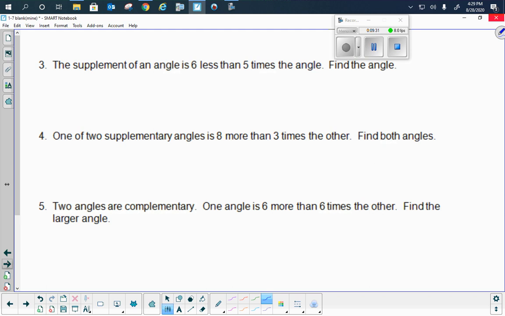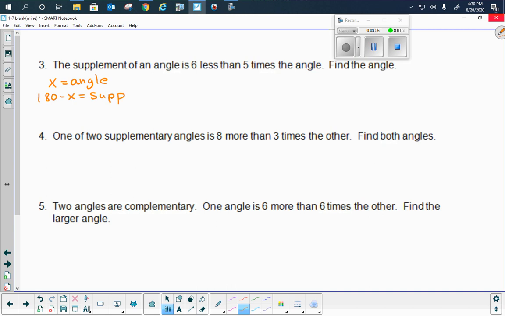Reading through again, I see the word supplement and I see the word angle. So again, we're going to go off and define our variables. Defining the variable, you're going to have x equals the angle and 180 minus x equals the supplement.